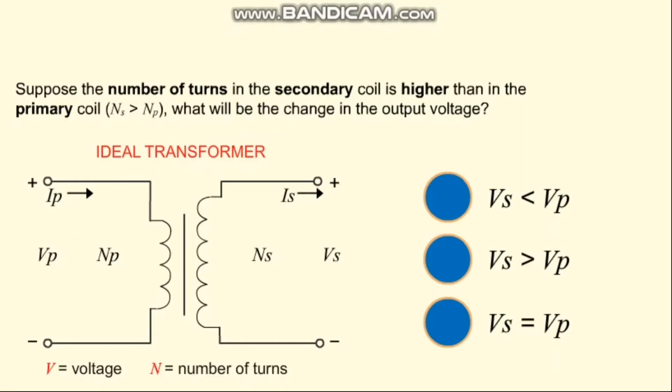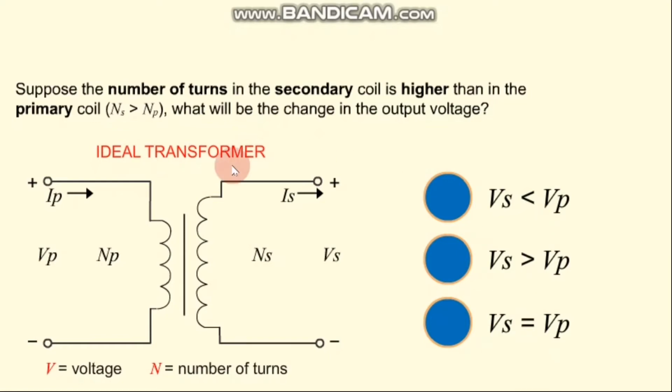And now we have come to the final part of this discussion, to know what type of transformer we have. Before we take a look at that, let's take a look at this example first. Suppose that the number of turns in the secondary coil of a transformer is higher than the number of turns in the primary coil, where we can write NS is greater than NP. So what do you think will happen to the output voltage? Is the output voltage going to be lower, higher, or equal to the input voltage?